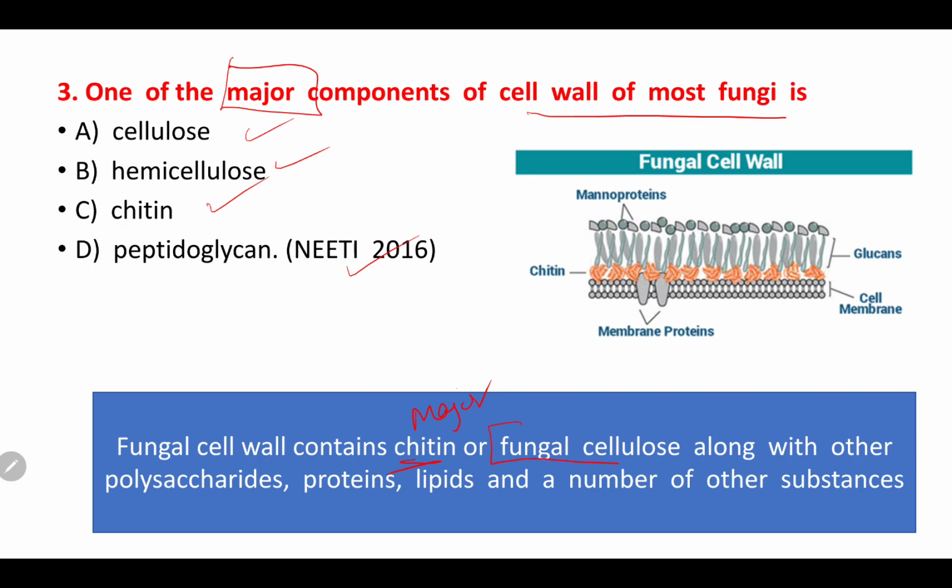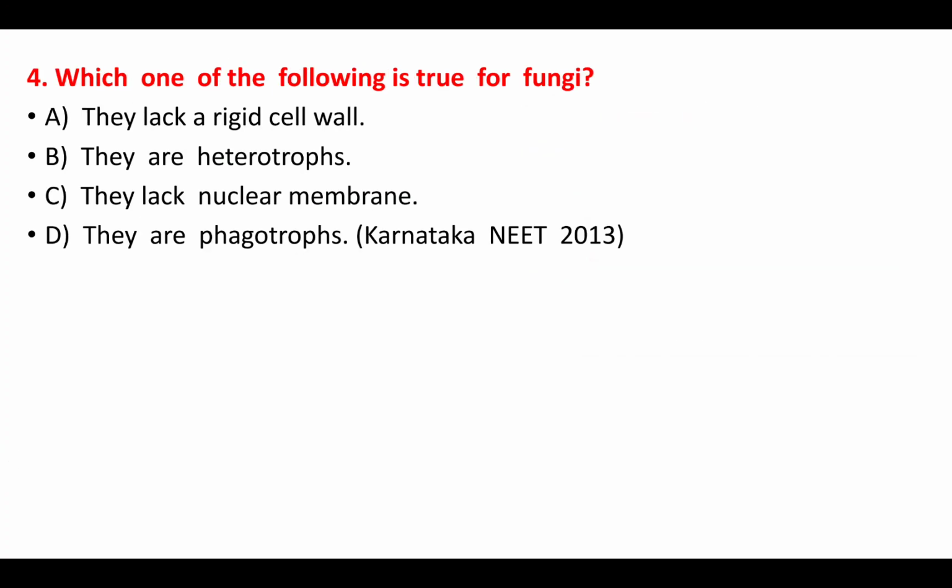Or we can also call it as fungal cellulose. Along with other polysaccharides, proteins, that is mannoproteins, lipids and a number of other substances. Okay, here in this option the major component is chitin, option C. Let's go for the fourth question. Which one of the following is true for fungi?